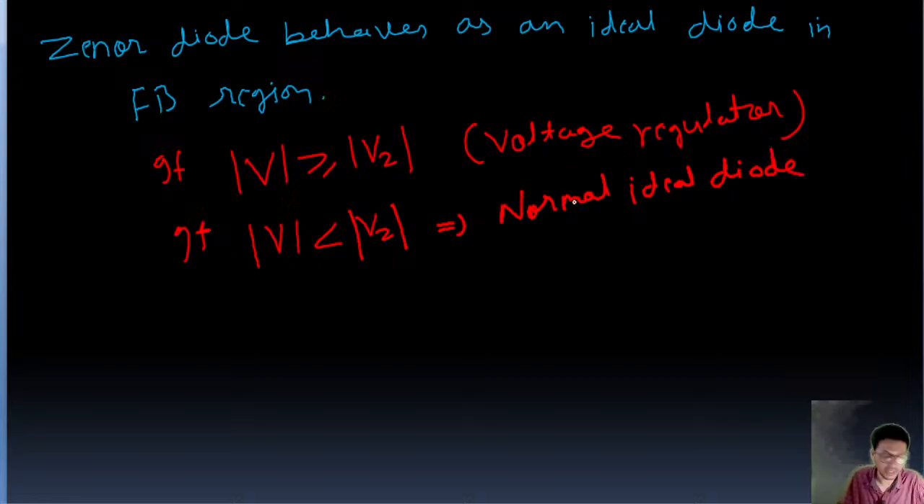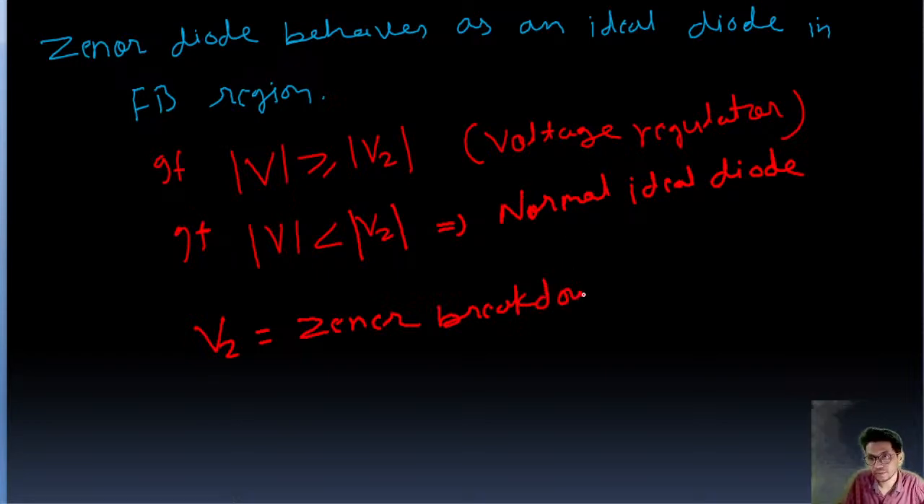If V is less than Vz, it is a normal ideal diode. Vz is known as the Zener breakdown voltage. So Vz is the Zener breakdown voltage.